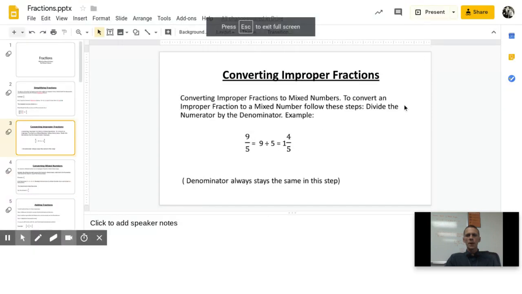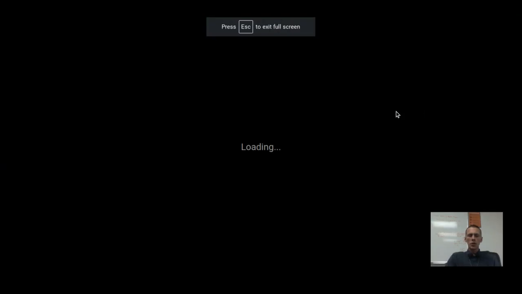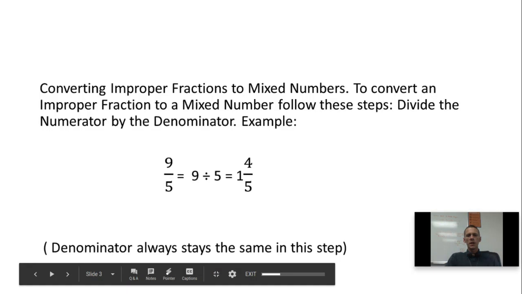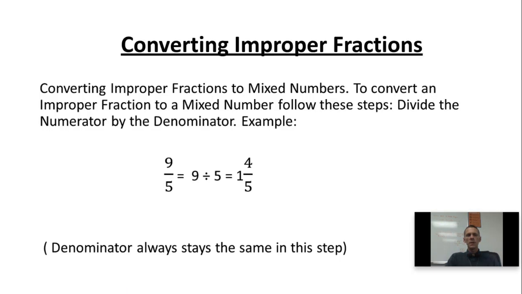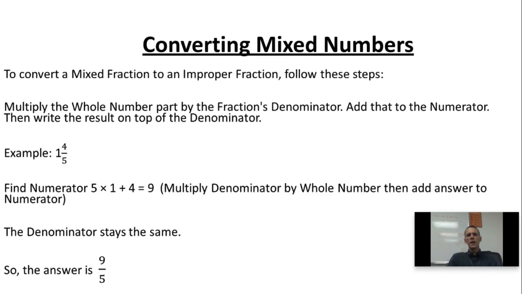Now, what we're going to be doing for this next portion is just the opposite of what we just did, but this time it's going to be converting mixed numbers. Now, the reason for this step is because when you get to multiplying and/or dividing fractions, you have to convert any mixed numbers over into improper fractions before you can multiply or divide. So the way to do that is as follows.